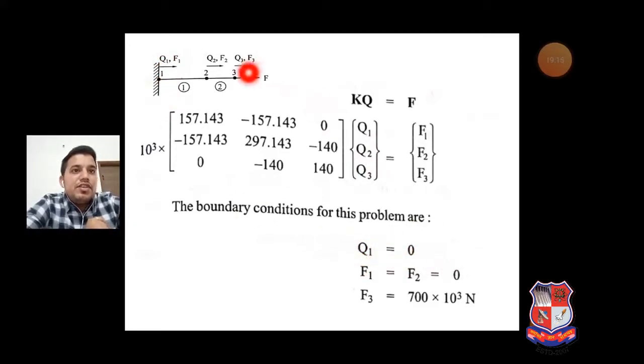f1 and f2 is equal to 0 because the tensile force is applied only at node number 3. That's why we cannot write down f1 and f2 as something. If in a specific condition they give f2 force and f1 force, then we can write down, otherwise we cannot. Here it is not indicated, that's why we say that f1 and f2 is equal to 0 and f3 is equal to the already given 700 into 10 raised to 3 Newton. We are putting all these values in this formula.